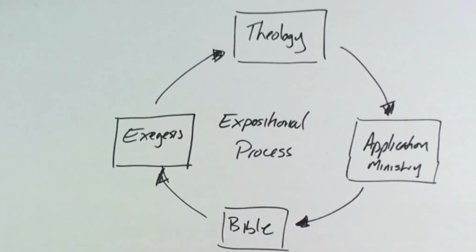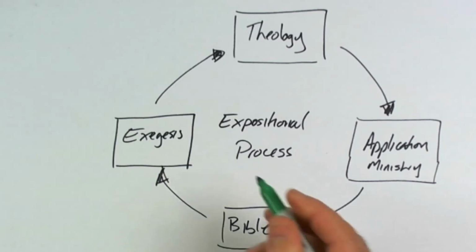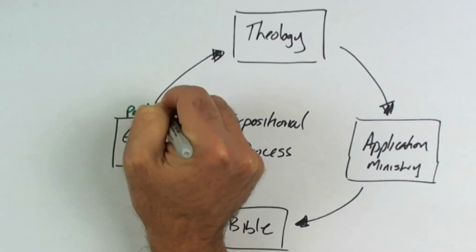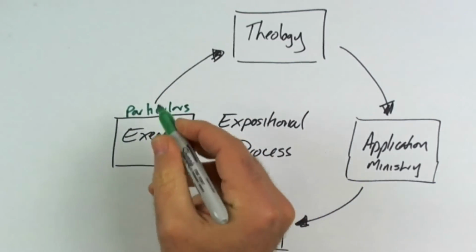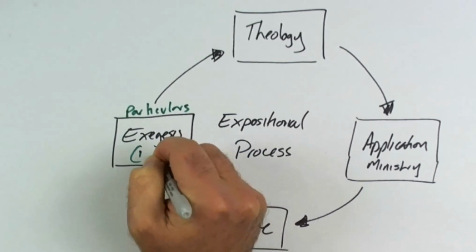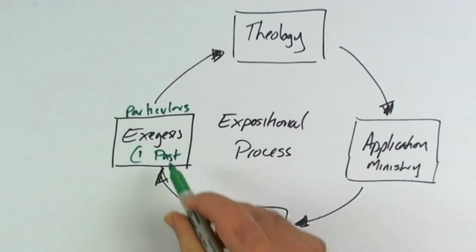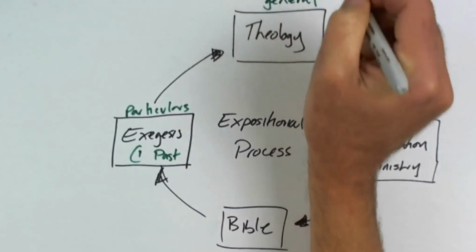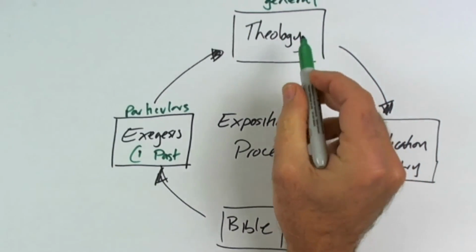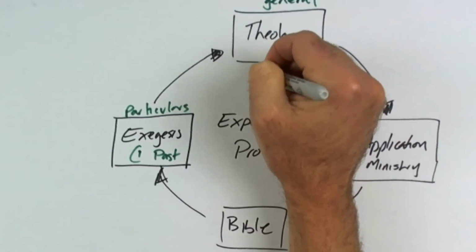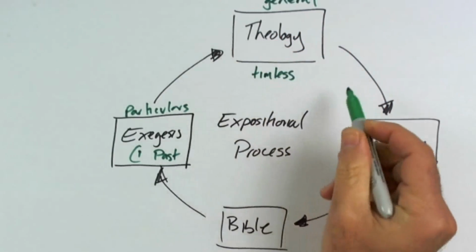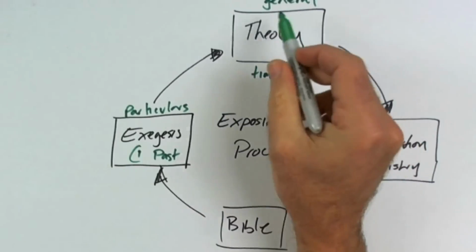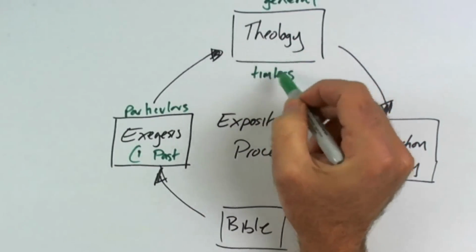And just to illustrate the difference between them, when you're doing exegesis, you're going to be dealing with particulars. So in our case, we're going to be in the 1st century, which means we're dealing with the past. However, when you're doing theology, you're dealing with the general. Not the particulars, but the general. And theology is going to be timeless. So whereas here in the 1st century you're going to be talking about Paul and the Philippians, for instance, here you're going to be talking about God and believers down through the ages.